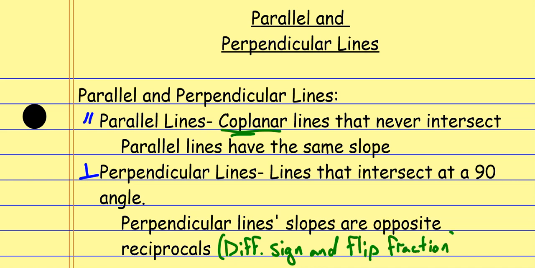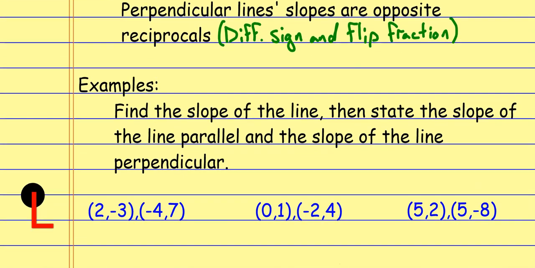So if one of them is 2 over 3, the other one has to be negative 3 over 2. If one of them is a negative 5, which is like negative 5 over 1, the other one has to be positive 1 over 5. So we have to change the sign and flip it, different sign and flip the fraction. And so parallel lines, the slopes are the same. Perpendicular lines, the slopes are opposite reciprocals.